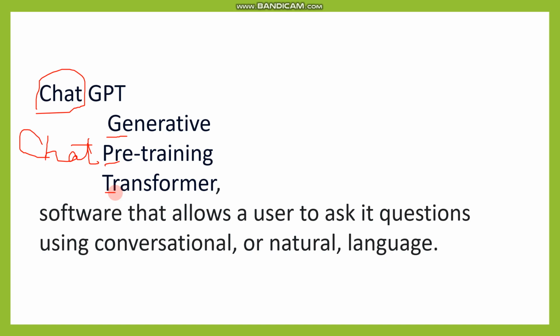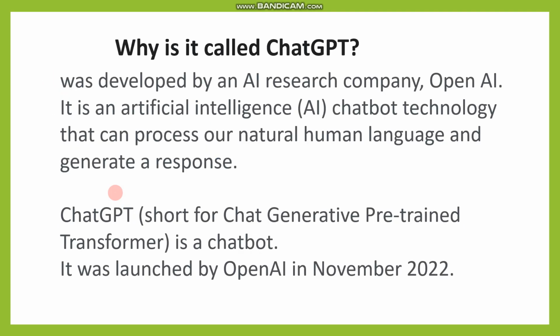They trained this software, and it acts as a chatbot and answers the questions which we place to it. It was developed by the AI research company OpenAI. It is an AI chatbot technology that processes our natural human language and generates a response. It was launched in November 2022, and it was trained with data till 2021 alone.